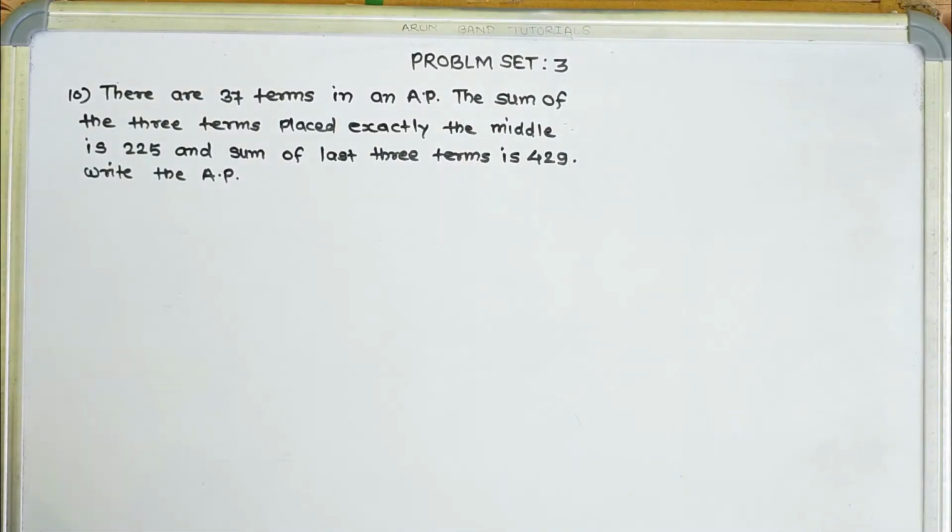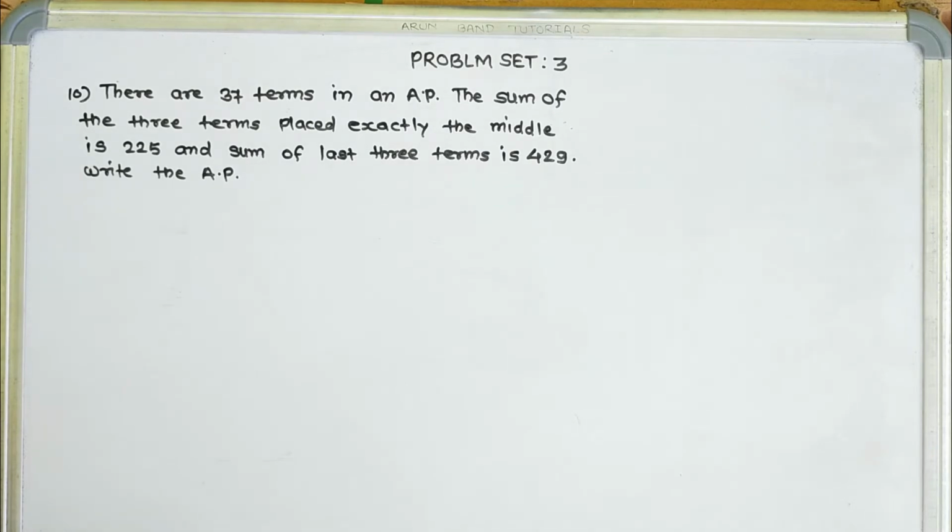There are 37 terms in an AP. The sum of the 3 terms placed exactly in the middle is 225 and sum of the last 3 terms is 429. Write the arithmetic progression.